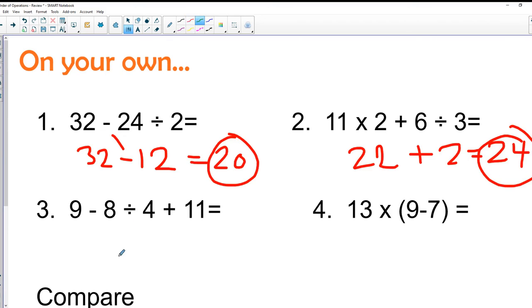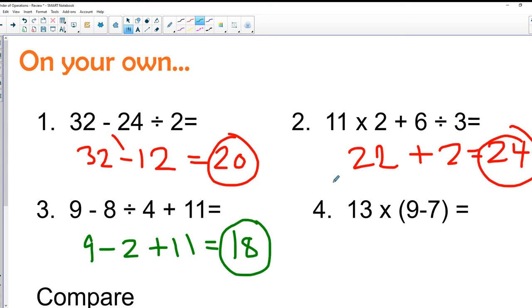Very nice. Okay, let's go on to the next problem. Looks like we got a division right in the middle we need to take care of, so we'll end up with 9 minus 8 divided by 4, which is 2, and then plus 11 on the end. 9 minus 2 is 7. 7 plus 11 is 18.